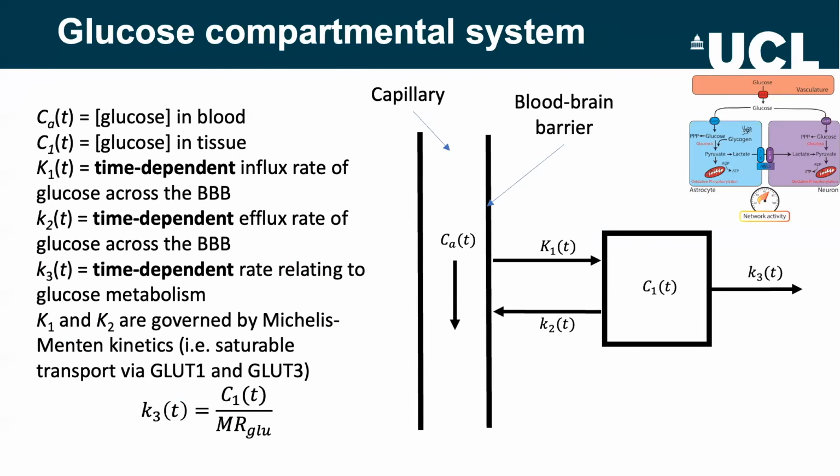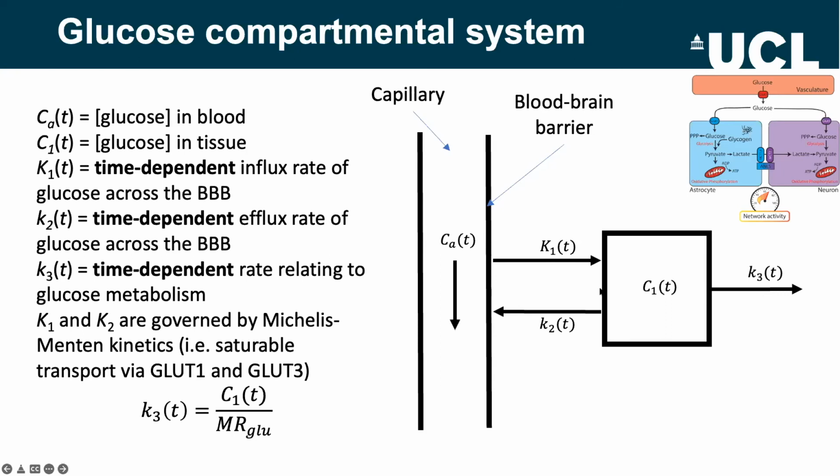Again, compartmental model is the approach that we took. We set up a model as described here. Again, we have our capillary. We've got our blood supply here, which is now represented by CA, which stands for arterial. We've got exchange rates K1 and K2 between the blood pool and the tissue, and the tissue concentration is denoted by this concentration C1. And then we have metabolism of the glucose, which is represented by this parameter K3.